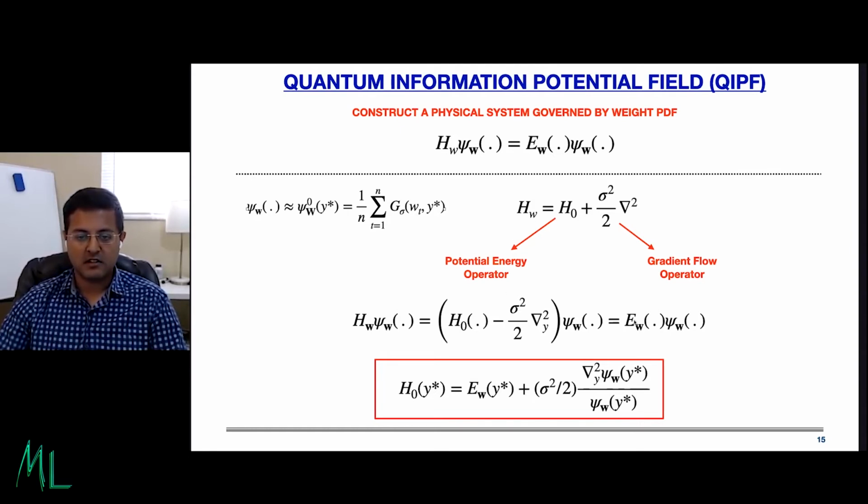And once we construct this Schrodinger's equation using this method, we derive a new term through the evaluation of the potential energy operator, and this is called the quantum information potential field, which now describes the dynamics of the PDF of model weights in terms of its gradient flow. And you can see that this equation is naturally normalized with itself and scaled by the kernel width, and also characterized by an energy function that is E(W).